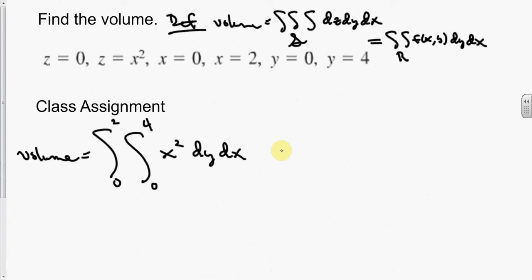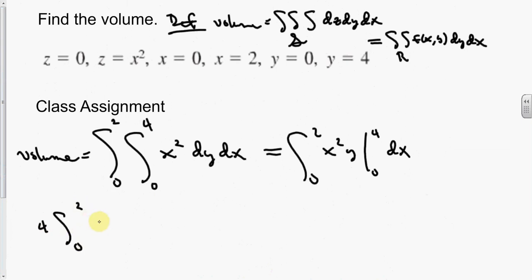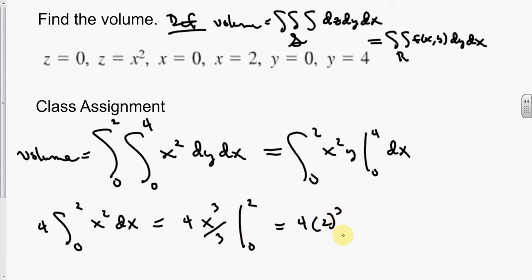Did you get it, Joshua? So this is the integral from 0 to 2. This will be our last problem because we only have 5 minutes. There's another problem on there for you to do, but I'll leave that for you. It'll be online. This becomes x squared times y, with y evaluated from 0 to 4, dx. So this is just 4 times the integral from 0 to 2 of x squared dx. This is 4 times x to the third over 3, evaluated from 0 to 2. This is 4 times 2 to the third over 3, which is 32 over 3.